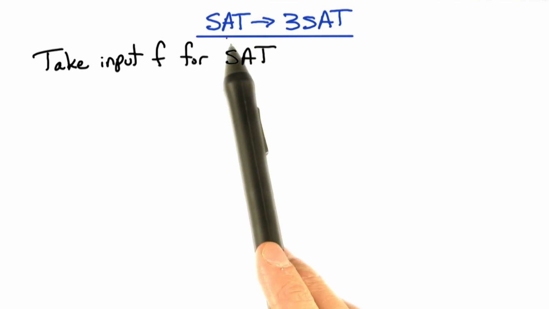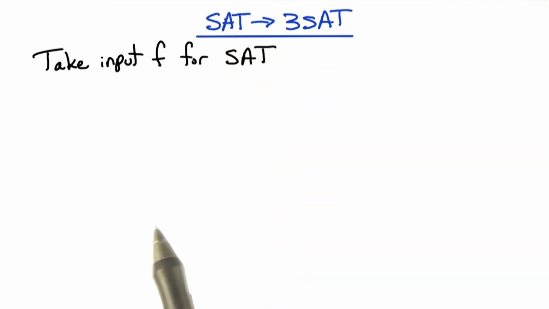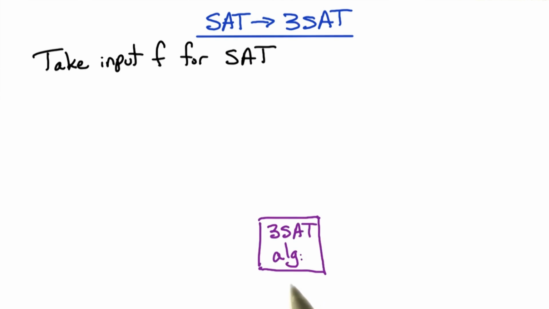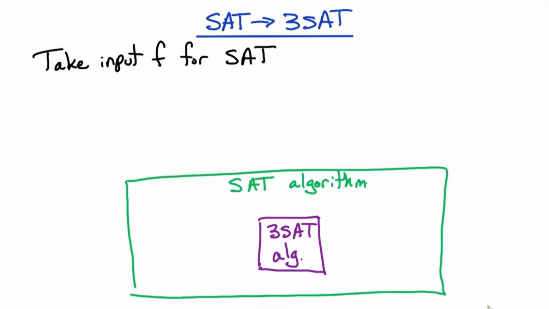Now let's look at the task of reducing SAT to 3-SAT. Let's outline first what we need to prove. We're assuming we have a polynomial time algorithm for the 3-SAT problem, and we're going to use this as a black box. And we're going to construct an algorithm for the SAT problem using this 3-SAT algorithm as a subroutine. So what do we need to do? We need to take an input for the SAT problem. So we have an F, which is an input formula for the SAT problem.